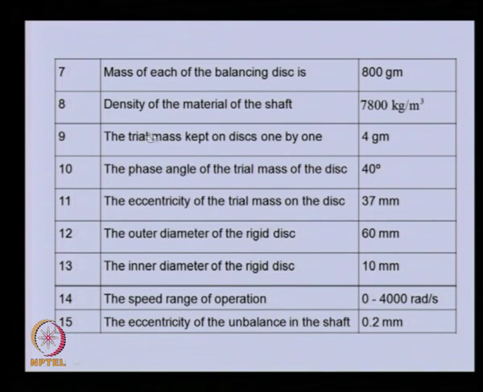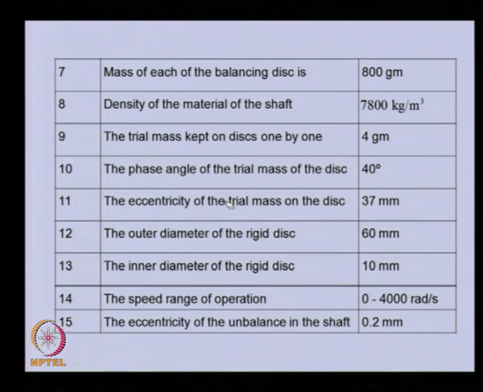These are the trial unbalances. We have seen in the influence coefficient method, we need to keep some trial mass in plane 1, plane 2, plane 3 alternately. So, this trial mass will be kept one by one, because we have only two balancing planes and we are aiming to balance up to only the second mode. So, we will keep this trial mass first in the first plane and then in the second plane. The phase is given, that is, at what orientation we should keep the unbalance. This is the eccentricity of the trial mass on disc 2.